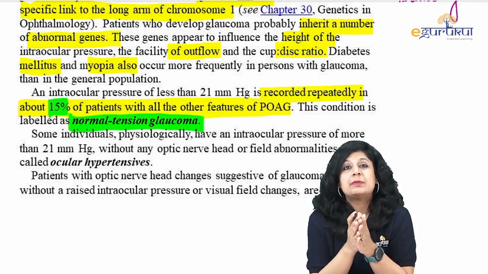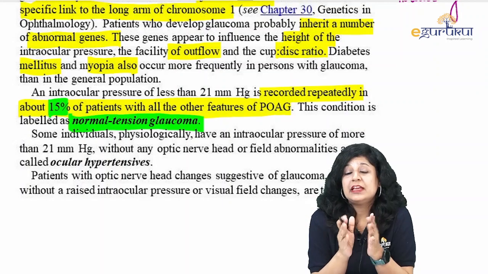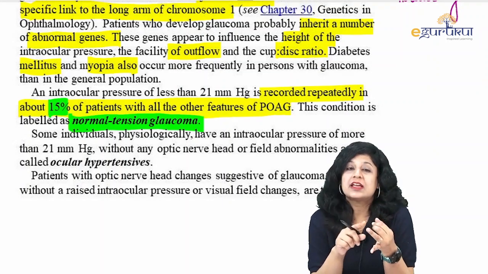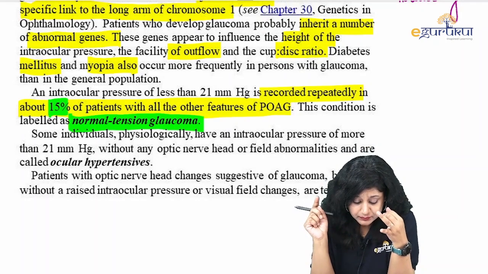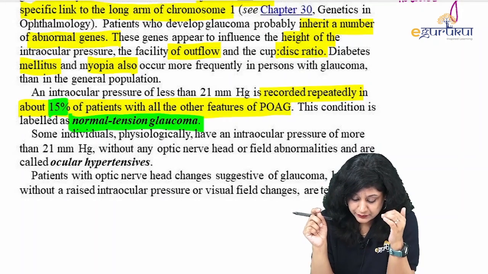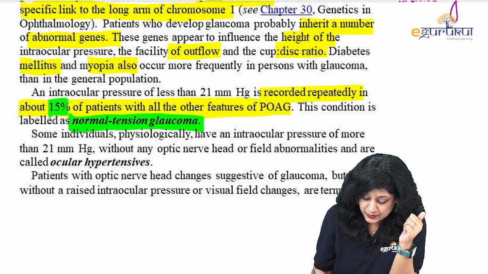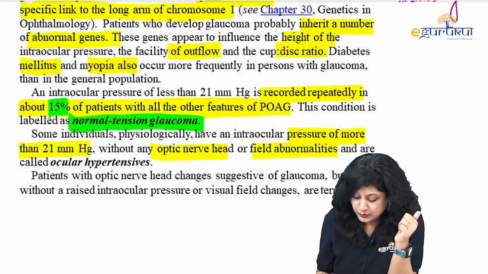Normal tension glaucoma means the IOP is normal even though I have the optic disc changes and the visual field defects. Now some individuals physiologically have an intraocular pressure which is more than 21 without optic nerve head changes, without field abnormalities.